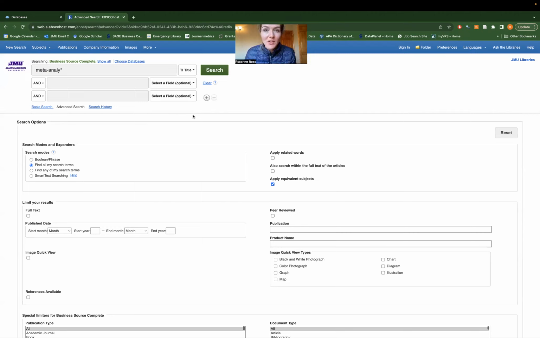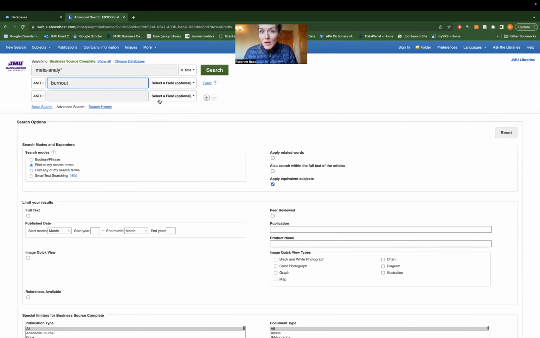So I would recommend starting with a more restrictive search, thinking about your variables, thinking about your PICO terms. So what's the population of interest? What's the context? All of these things can be used to narrow down your search terms a little bit. So we'll start with meta-analytic here, meta-analysis here, and then we want to look for burnout.